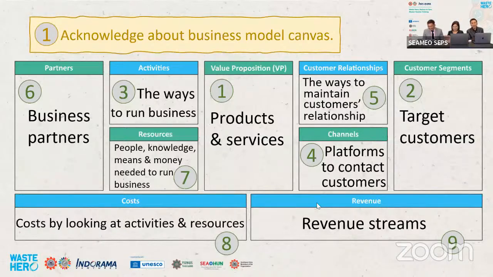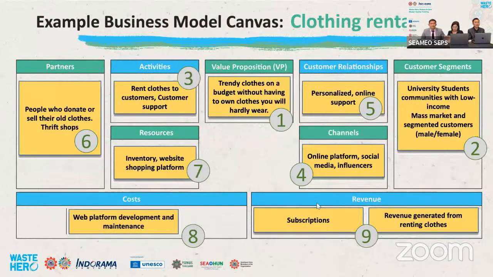Okay, and fifth, list the ways to maintain the customer relationships, right? Sixth, define the potential business partner. Seventh, write the resources that may include people, knowledge, means, and money that you need to run the business. And finally, identify possible costs and revenue that your students have to pay or receive from the business.